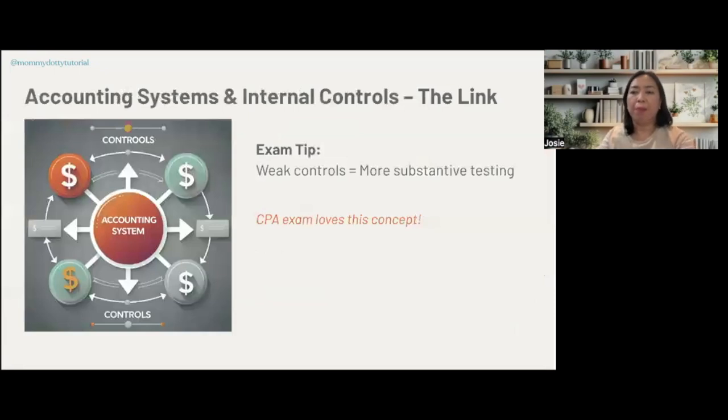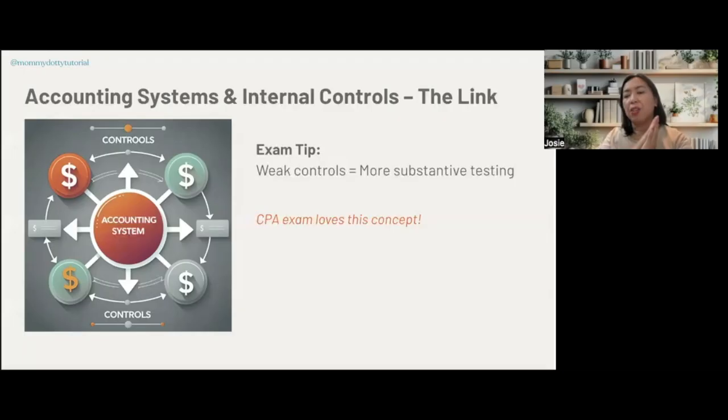All right, imagine a company processes invoices. So we're talking about the accounting systems and internal controls. Good controls mean segregation of duties. One person will record the journal entry, or not just a journal entry, but posting it in the system. Another person will need to approve that entry. So if the control fails, auditors must dig deeper, or there could be more substantive testing. Always remember, weak control means more testing.